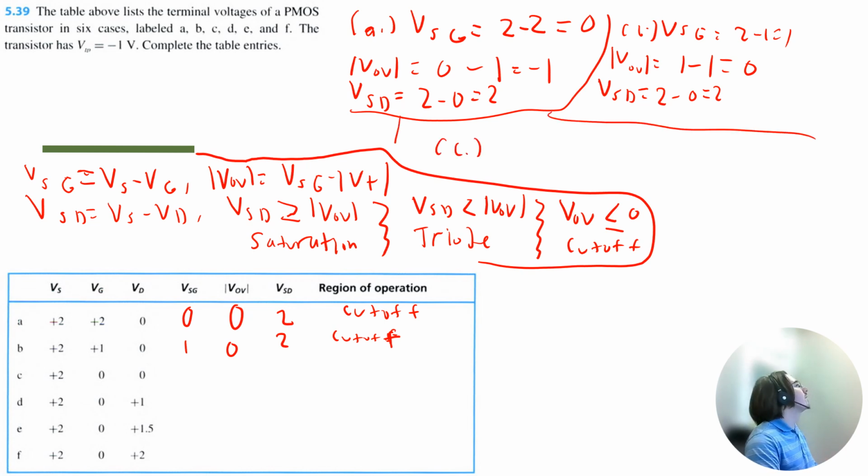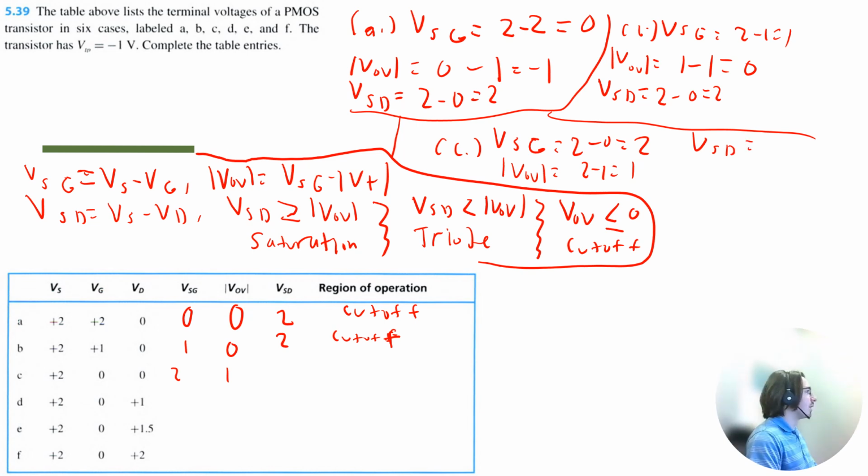Okay, so for case C, we have voltage from source to gate is equal to 2 minus 0, get 2. V overdrive is equal to 2 minus 1, which is 1. And source to drain is 2 minus 0. So here we have voltage from source to drain is 2, and that is greater than V overdrive, which is 1. So we are in the saturation region.